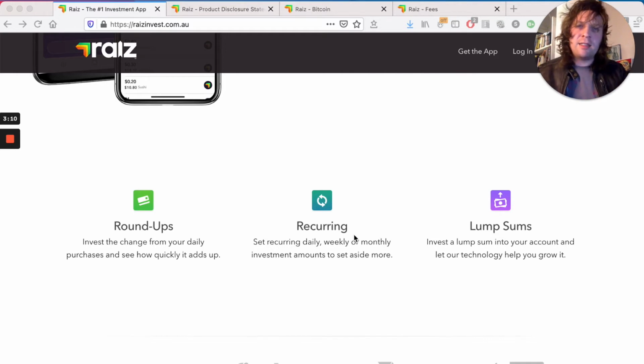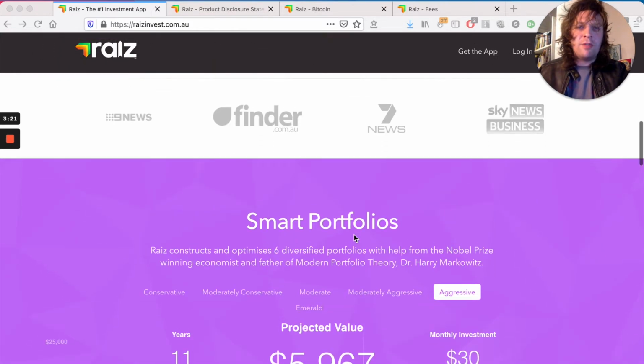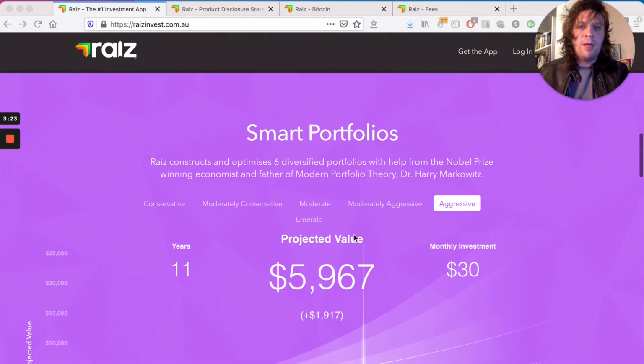But let's actually get into how Raiz actually uses your money, because that's why we're all here, right? So as you can see here, Raiz has a number of different investment options you can pick from. They range from conservative to aggressive, and there's also an Emerald portfolio, and then there's also a Sapphire portfolio, which we'll talk about in a minute. Now basically, when you sign up for Raiz, you'll be asked which of these options to pick. And the main difference between these options comes from how Raiz actually invests your money. Well, more specifically, the type of assets that Raiz will invest your money into.